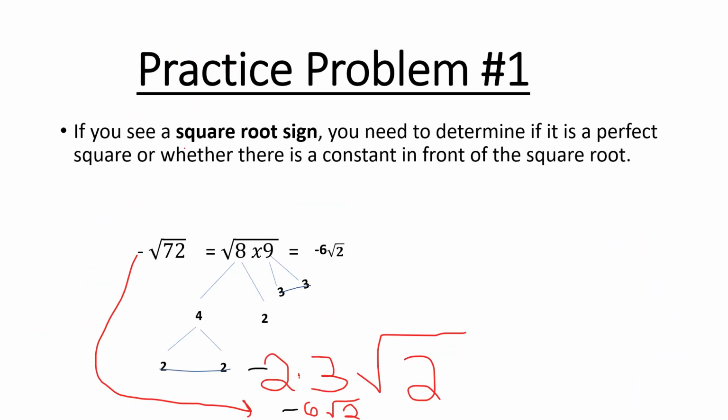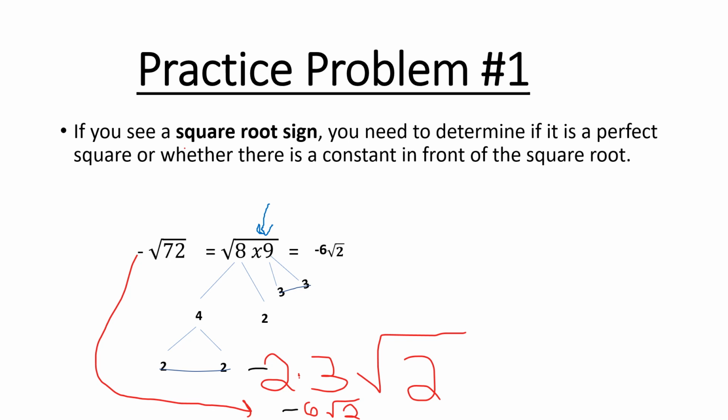Here's a practice problem. If you see a square root sign, you need to determine if it is a perfect square or whether there is a constant in front of the square root. So here's the situation. You have a perfect square here. After you take, and we'll deal with this negative later, the square root of 72, you have 8 times 9. These two 3s once again cancel and they come out.